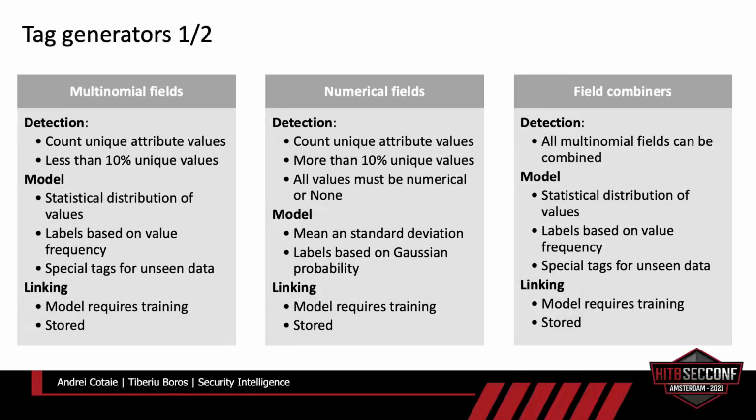Finally, we have the field combiners. So basically what the field combiners do is try to generate some generic or abstract features by combining multinomial fields together. So you might have something like the process and parent process combined, or username and process combined. And whenever you have something like Apache running Netcat or SSH, it's probably going to say that you have a really rare process, parent process value in your data set. The labels are assigned similarly to those of multinomial fields, and also the model requires training and it is stored.